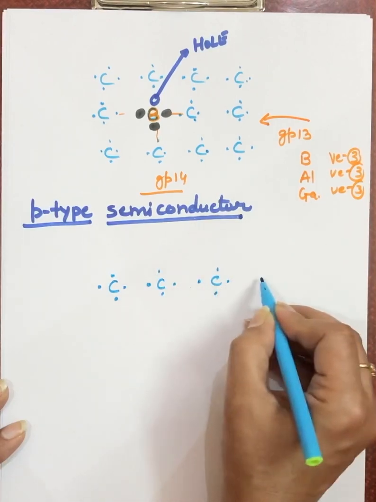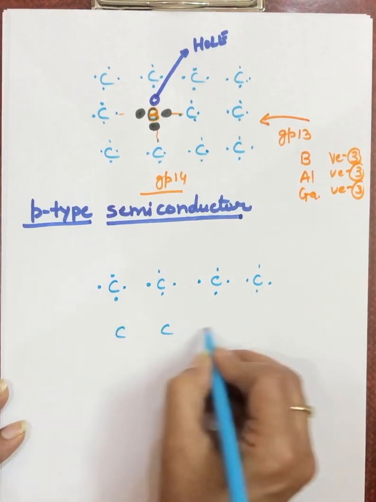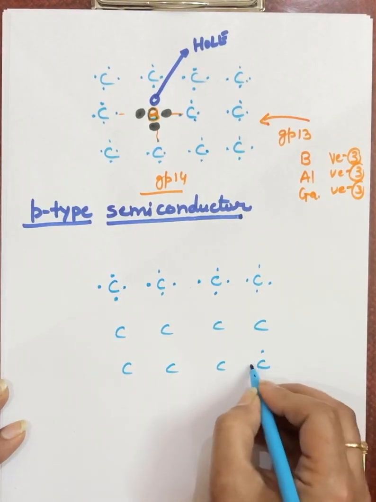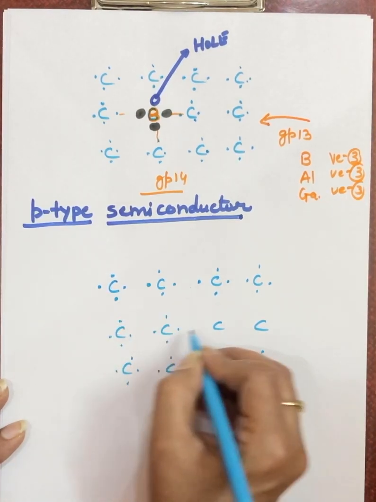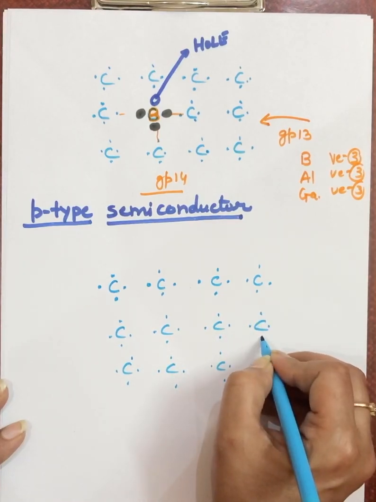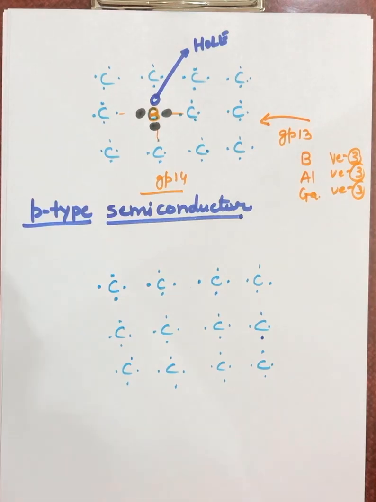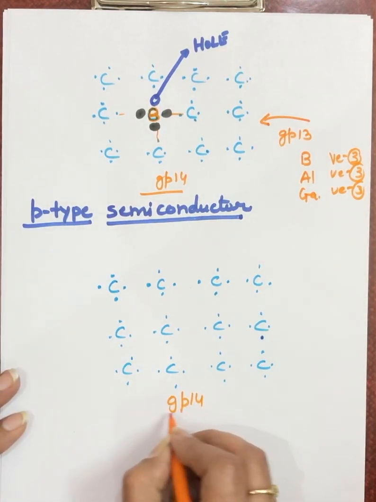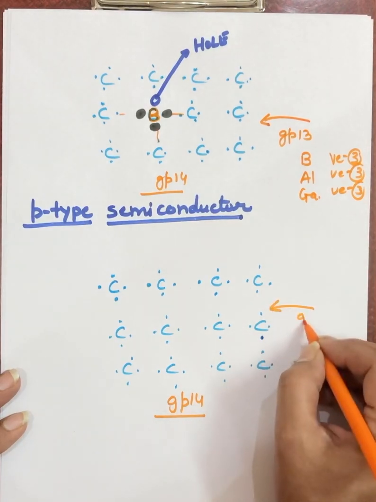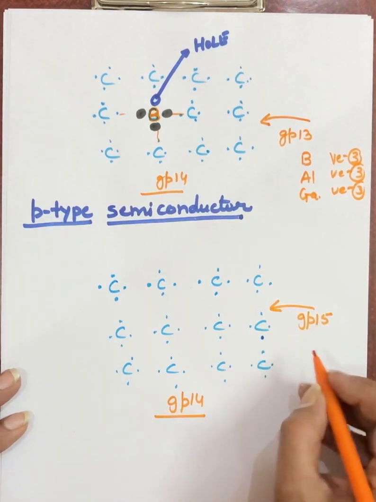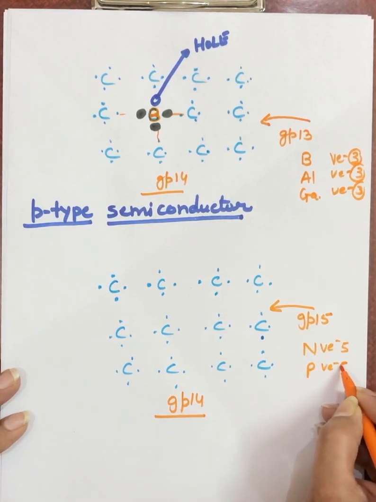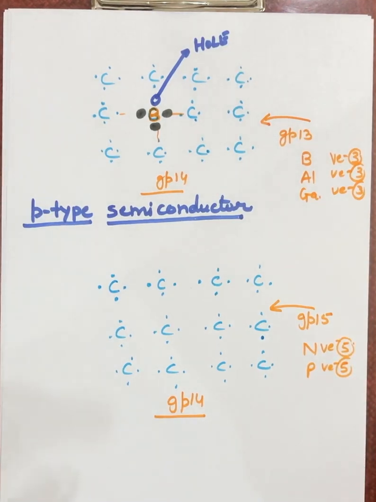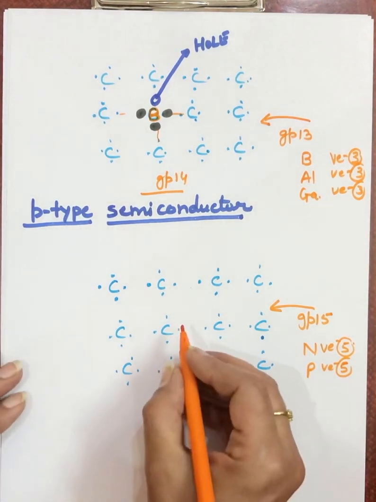So again, we are taking a group 14 element, which has 4 electrons in its last shell to form the 4 bonds with the neighboring carbon atoms. So no free electrons are here, so this is actually an insulator. But now in this we are doping an impurity of a higher group, like group 15. We can take nitrogen, phosphorus, arsenic, which have 5 valence electrons. How many valence electrons do they have? 5. So at certain places, for example, phosphorus will come. I am taking phosphorus here.